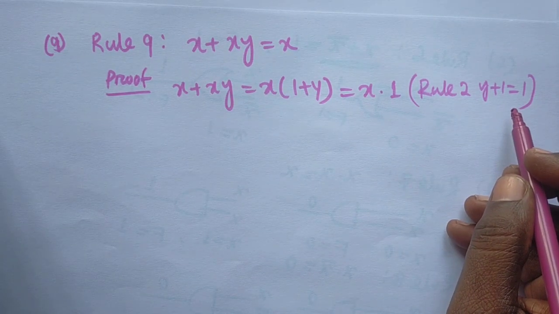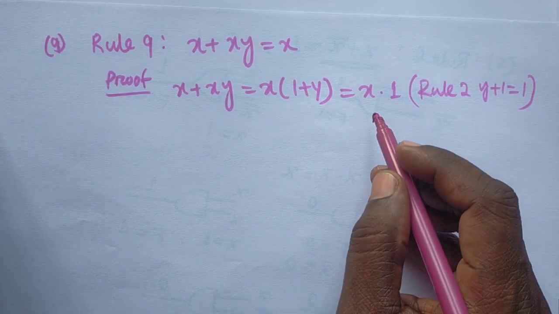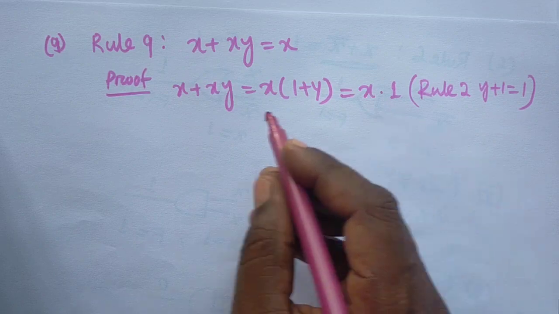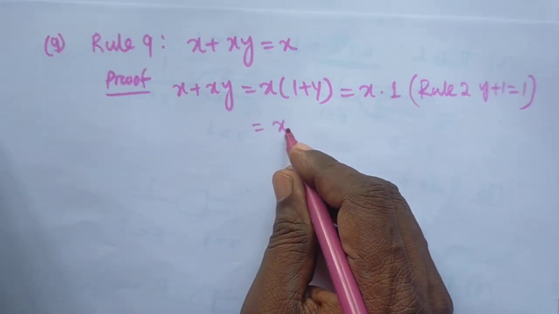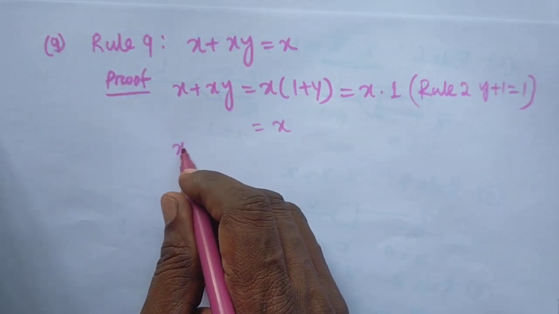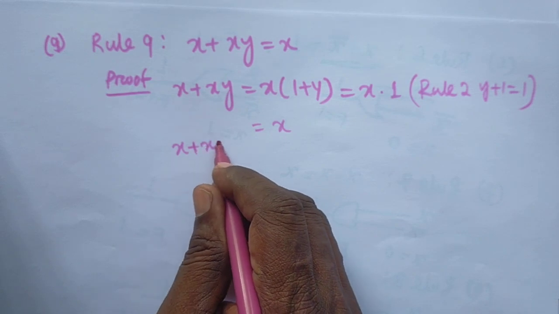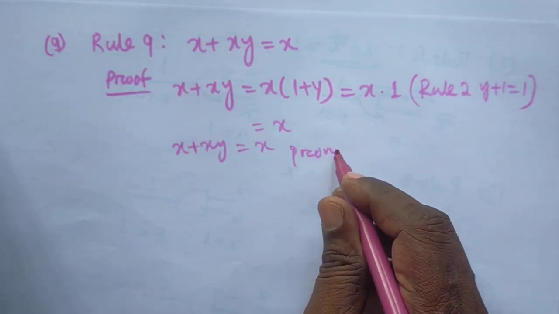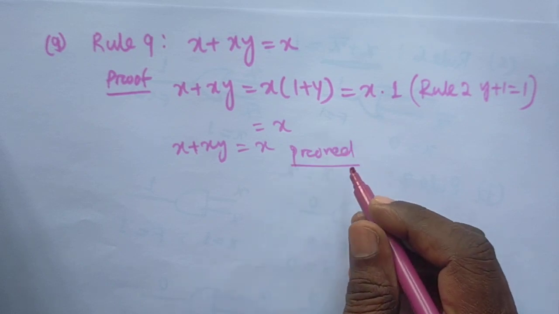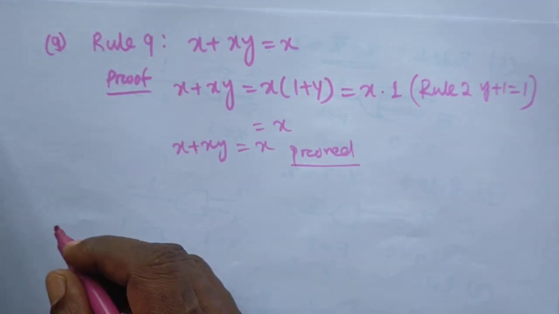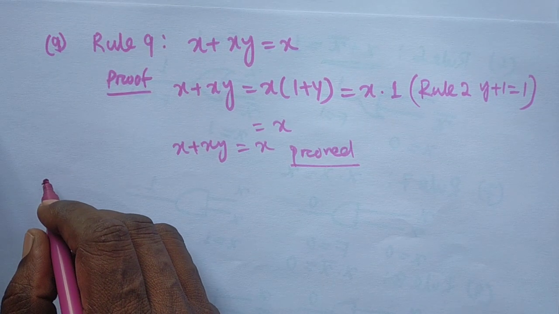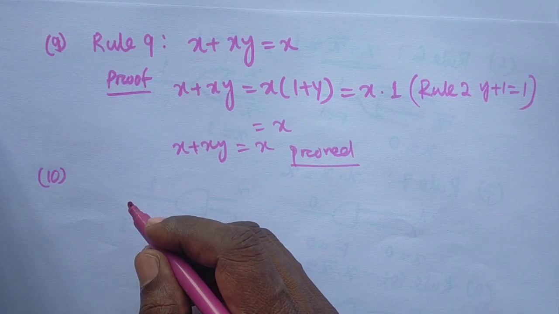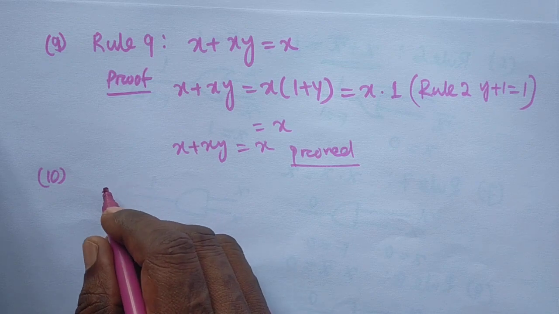Like this you have to prove it. Now you see x into 1 means x. So x plus xy is equal to x. That is proved. Like this, different rules are applied and proved using the previous rules.